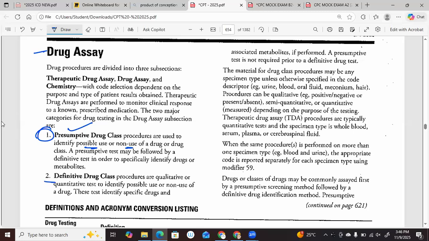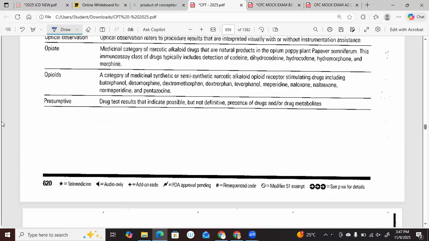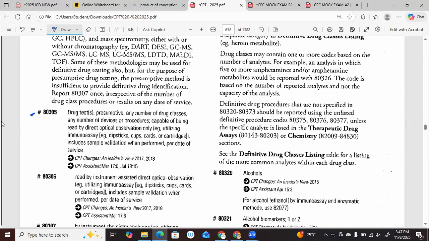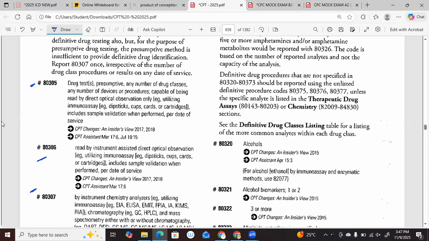And to see the quantitative and the qualitative, what is the level of that particular drug, not just absence and presence, we are going to bill that with the definitive drug class. So in the presumptive drug class, we have 3 codes. I'm going to pull that code here. These 3 codes, 80305, 306, and 307, come under the presumptive drug class.